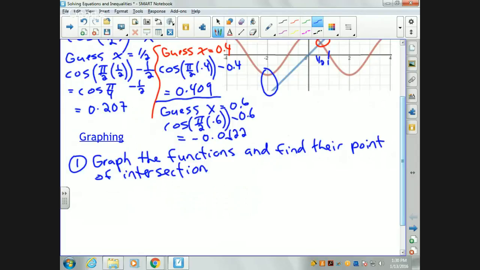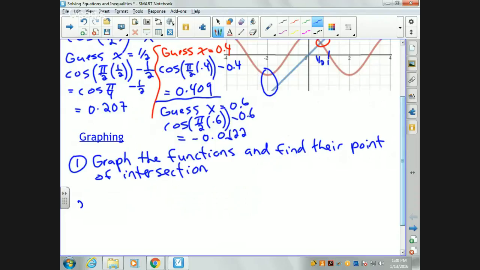We eyeballed the intersection, said it was somewhere around 0.5, and we kind of narrowed things down. If we were to graph these functions accurately on a piece of graph paper or with some graphing technology, we would probably be able to read that value off a little bit more precisely. So that's one thing that we could do.